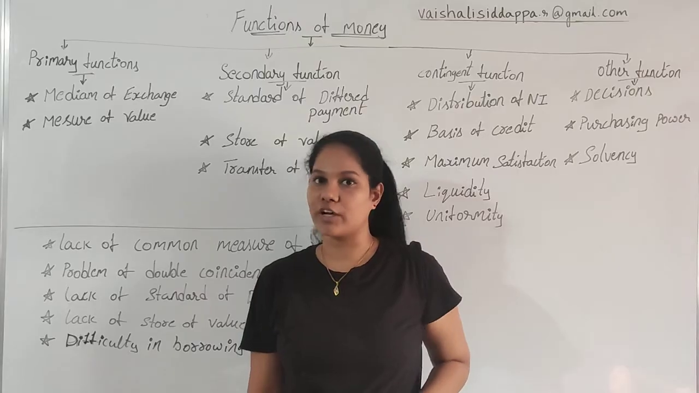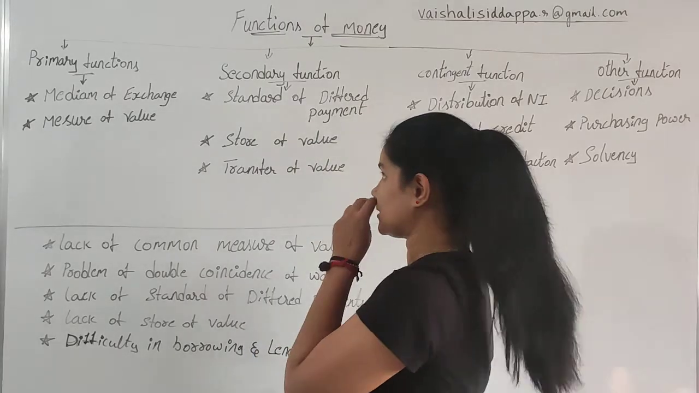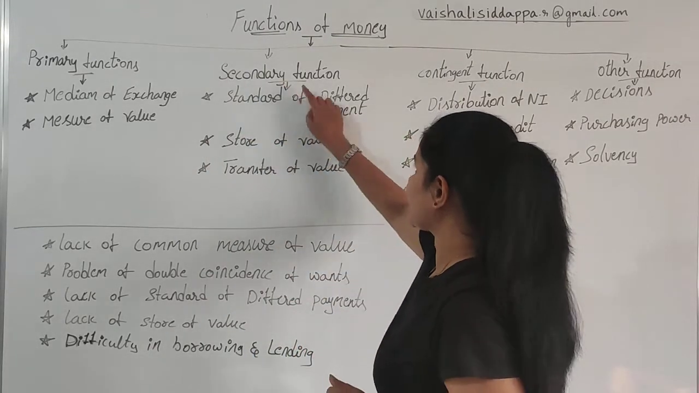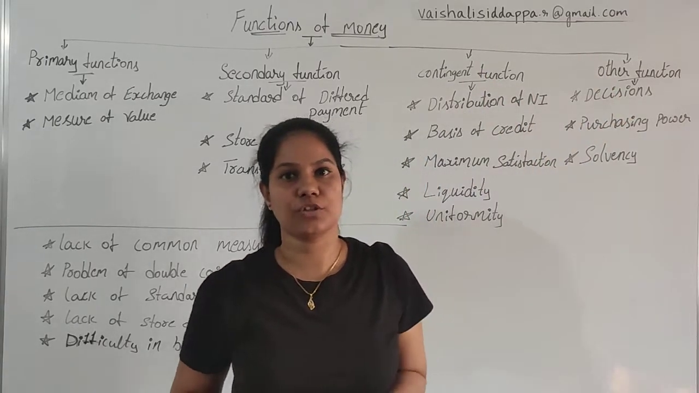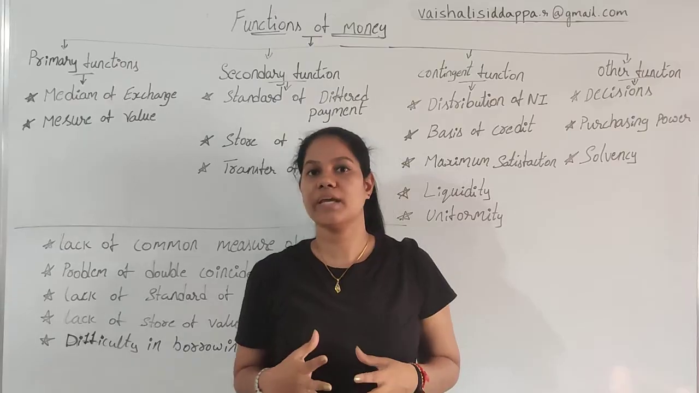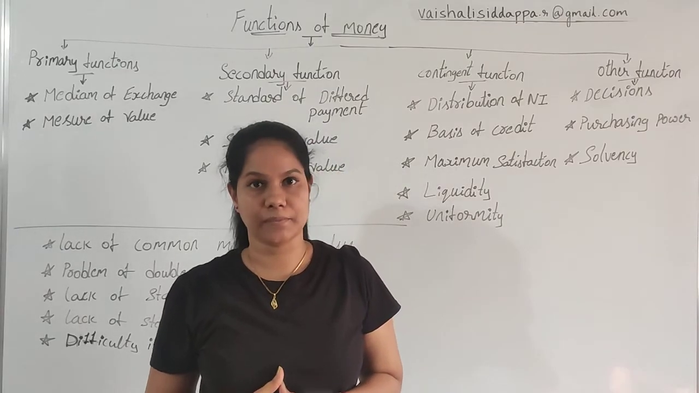So we have four functions of money: primary functions, secondary functions, contingent functions, and the last one is other functions. First of all, let me talk about why we wanted money.